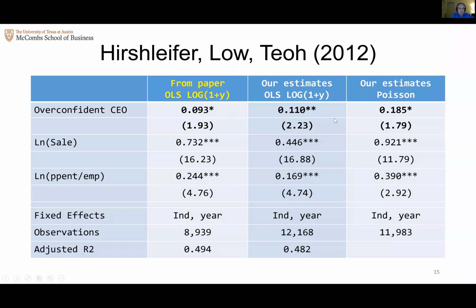In our replication, we came up with 0.110. And when we estimate Poisson models, we actually get something that's slightly larger in terms of the estimate, also significant at the 10% level. So I would suggest that in this paper, the Poisson estimate and the log of 1+ estimate are pretty much giving us the same answer. So in this paper, there doesn't seem to be much of a discrepancy.